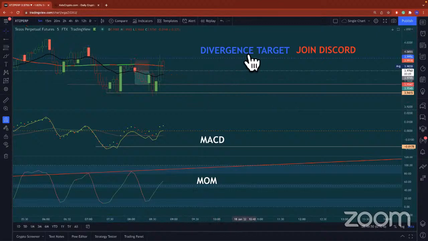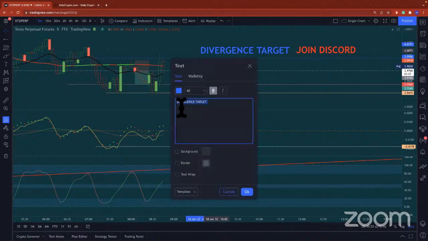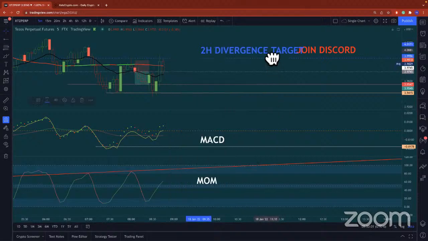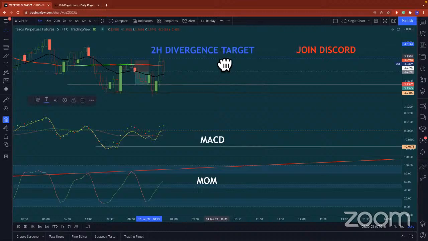This blue line right here is the 2-hour divergence. I can mark that. 2-hour divergence, and that's just our target line.